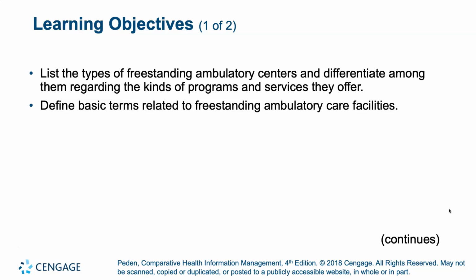So let's dive in. What are our learning objectives? Well, we are going to look at freestanding ambulatory centers and talk about how they're a little bit different than hospital-based. We will be doing course objective 8.1 from your syllabus and unit objectives 9.11 and 9 through 9.115. So if you're looking at your syllabus, that's what we're going to be focusing on this week.